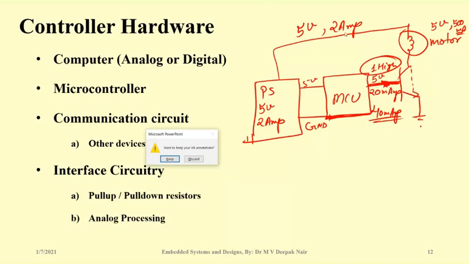At 2 ampere, the motor will take 500 milliampere and 20 milliampere by the MCU. Assume 520 milliampere at 5 volt. The power supply can deliver 5 volt into 2, that means 10 watt. But the system is only requiring 5 volt into 520 milliampere, so the system is requiring less power. So power is not an issue here. Then what is the issue?